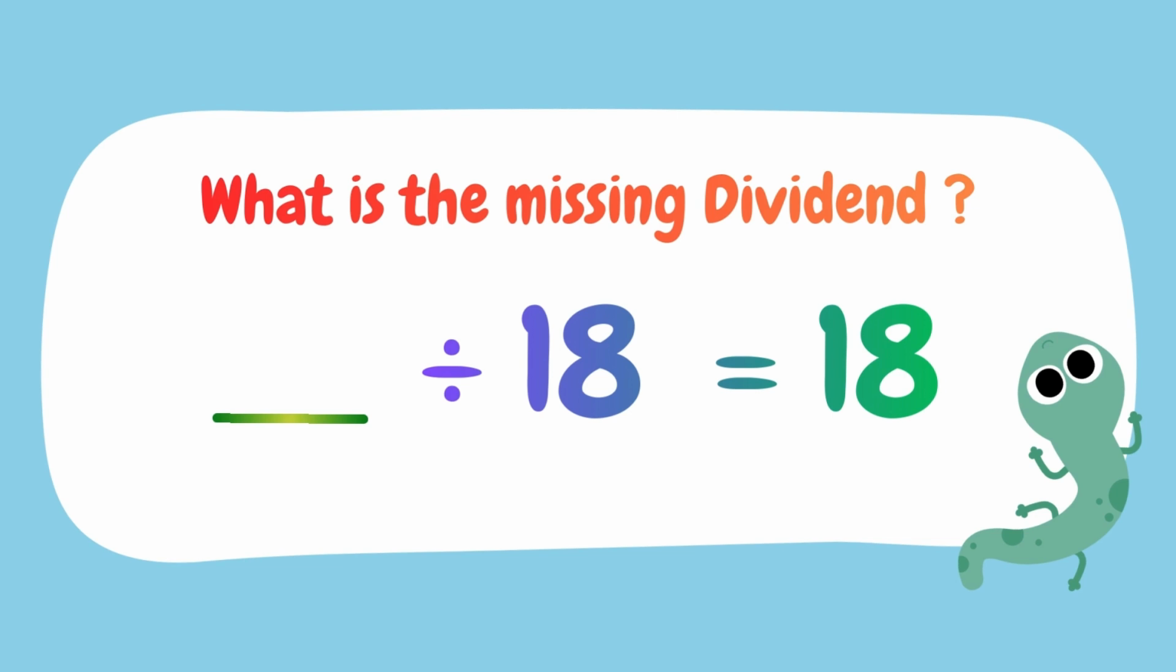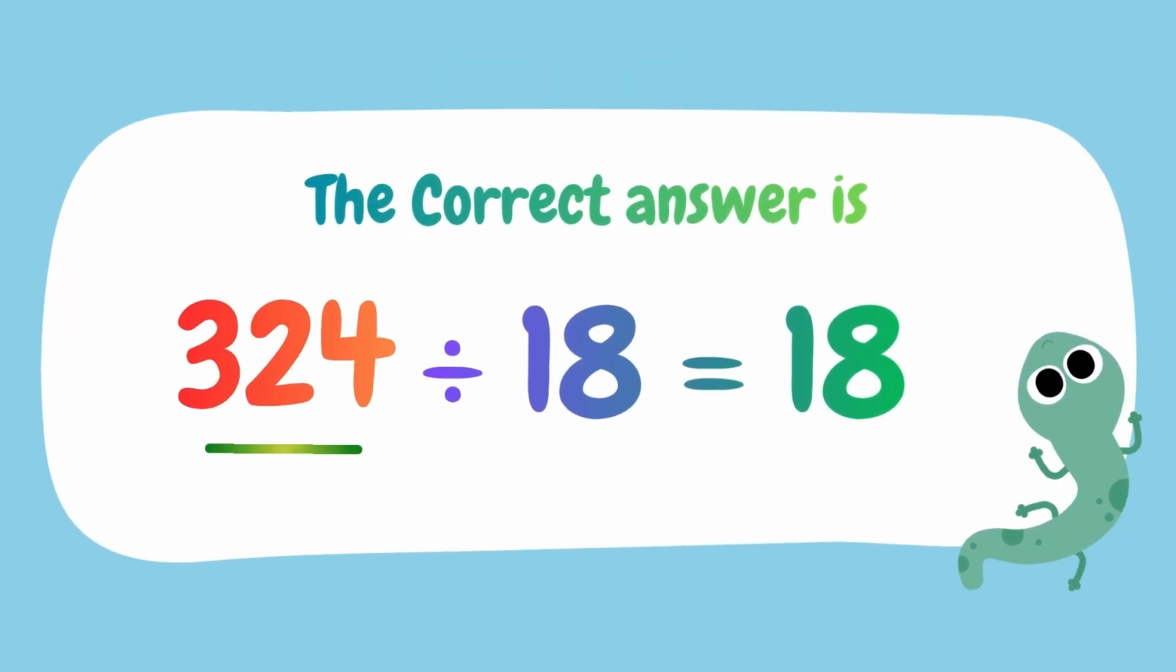What is the missing dividend? The missing number is 324. 324 divided by 18 equals 18.